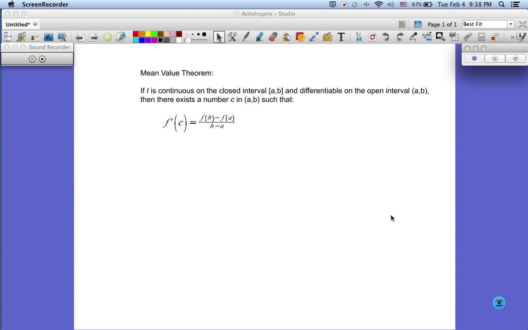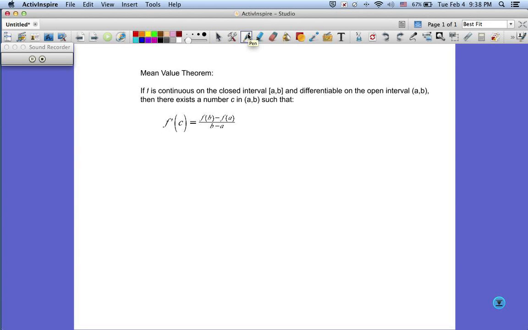Here we are again with another video, just following up on Rolle's theorem. We'll be talking about the mean value theorem. The mean value theorem is very similar to Rolle's theorem, but in fact it is a more general case of that theorem. If f is continuous on the closed interval [a, b], same as before, and differentiable in the open interval (a, b), same as before, then there exists a number c in (a, b) such that f prime of c equals f of b minus f of a over b minus a.